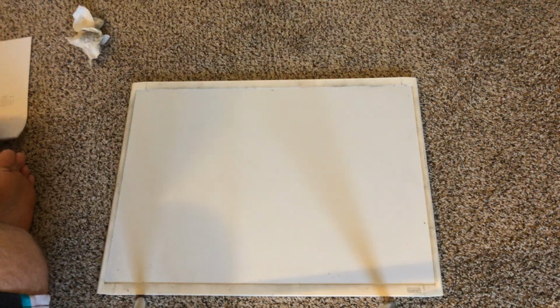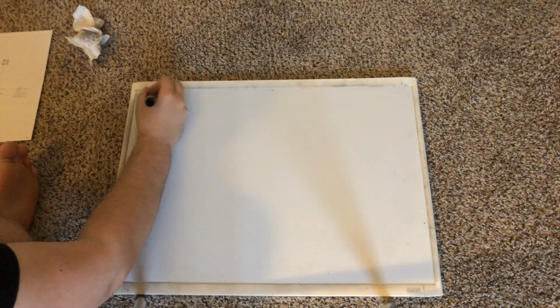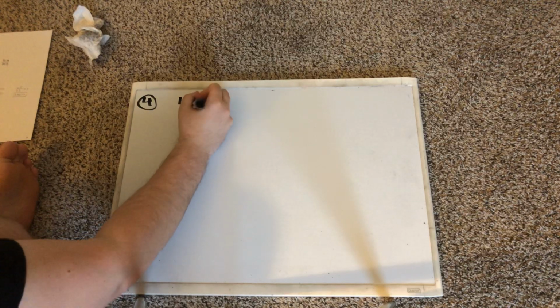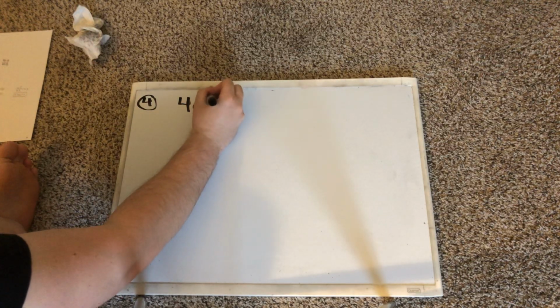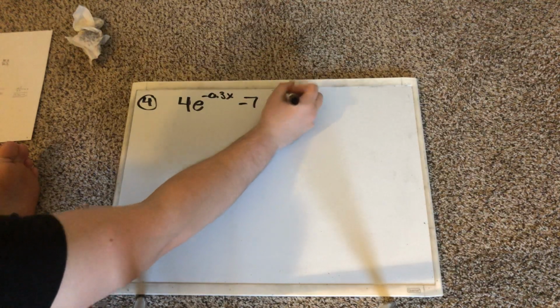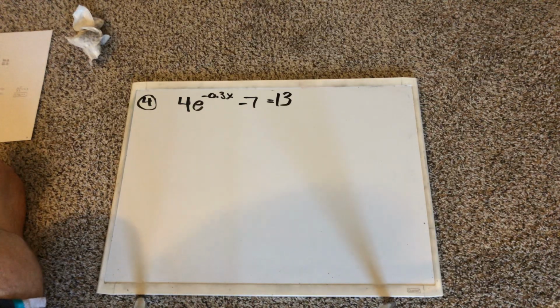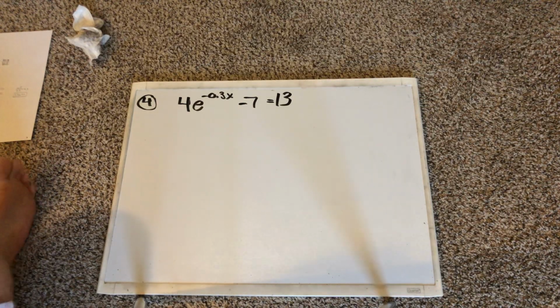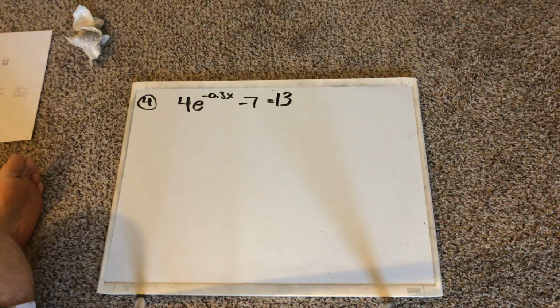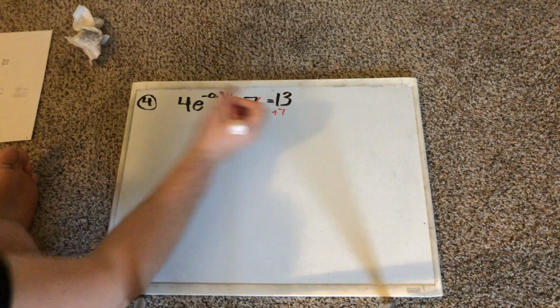Alright, for number 4, I have 4e raised to negative 0.3x minus 7 equals 13. Wow, that escalated pretty quickly, but don't worry, we know how to solve this. Let's just try to get e by itself first. So what we should do is add 7 to both sides. So those wind up canceling.